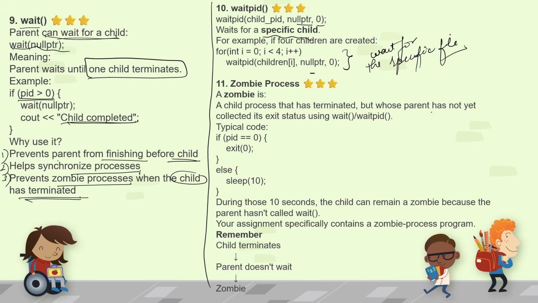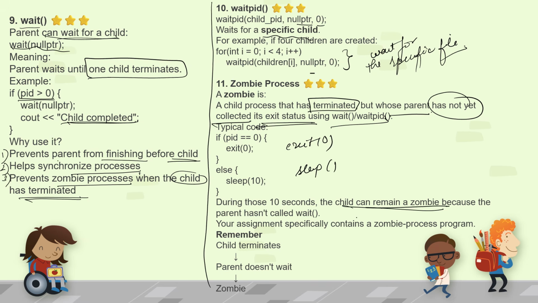Similarly, a zombie process is a child process that has terminated but whose parent has not yet collected its exit status from wait. Let's say if your process ID is 0, you exit 0, else you sleep. For those 10 seconds the child can remain a zombie because the parent hasn't called wait as yet. Your child terminates, the parent doesn't wait, then it's a zombie process.